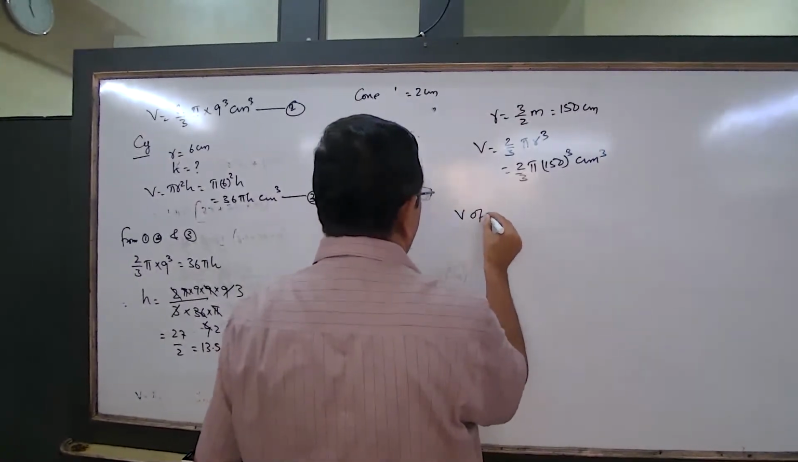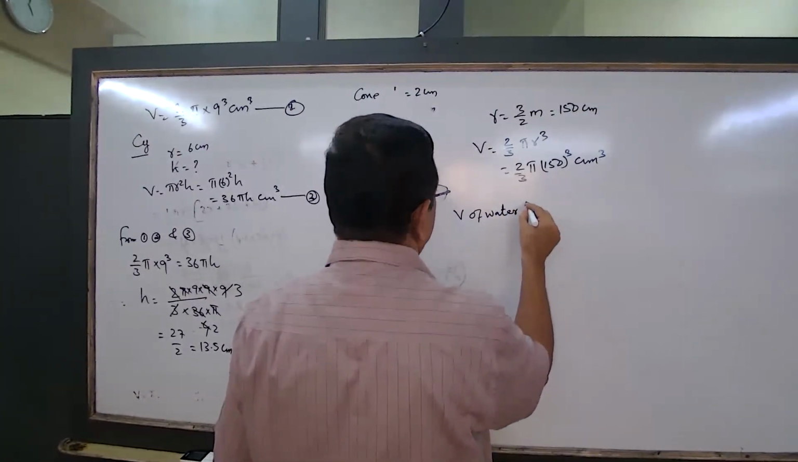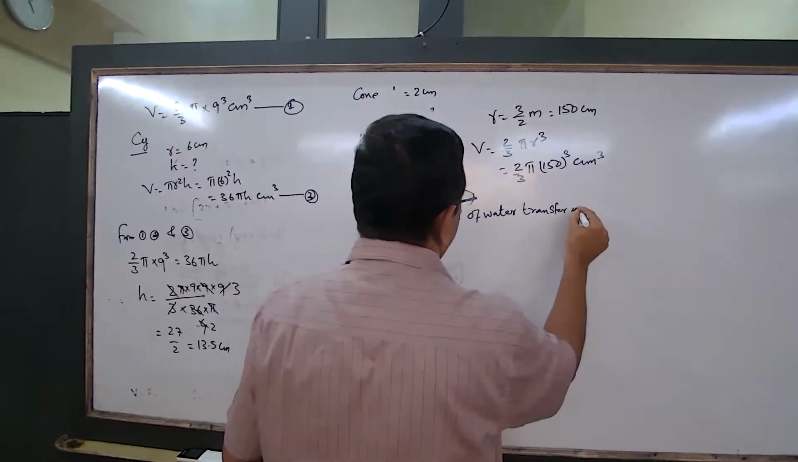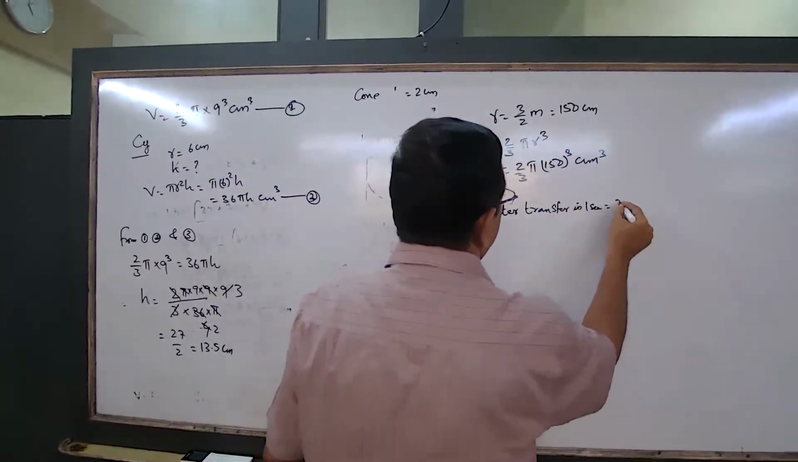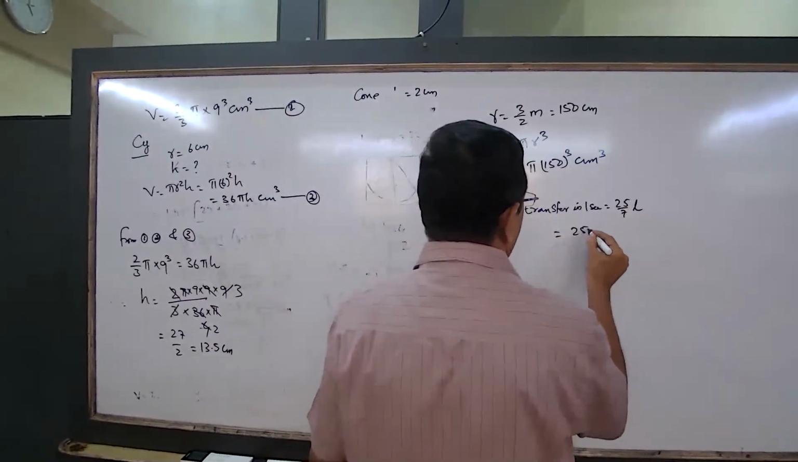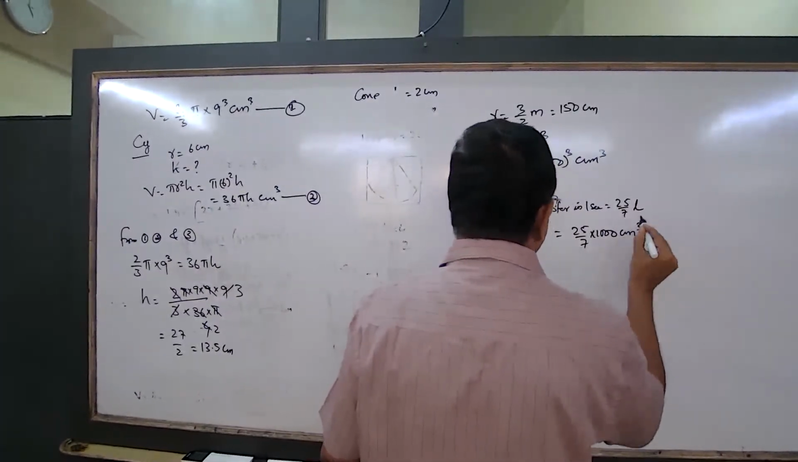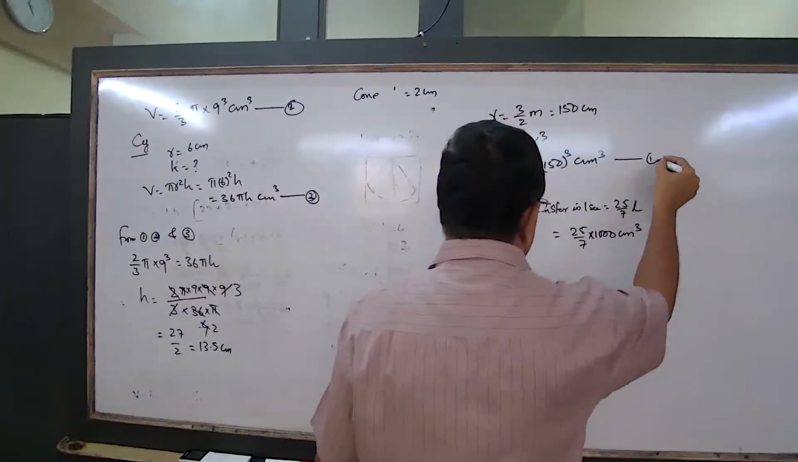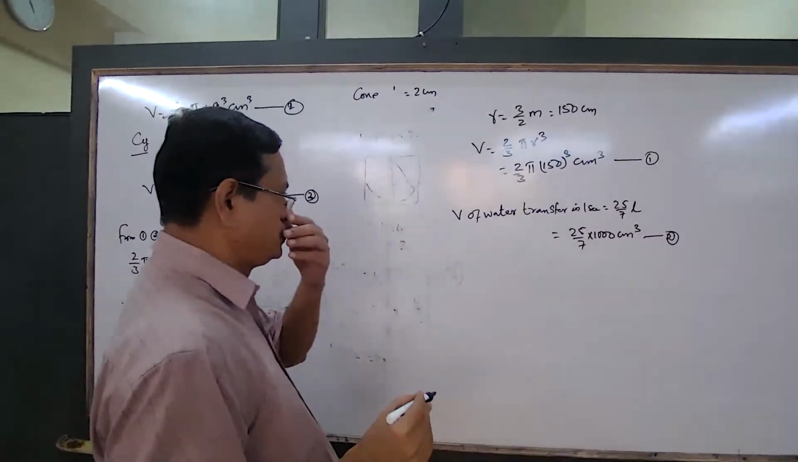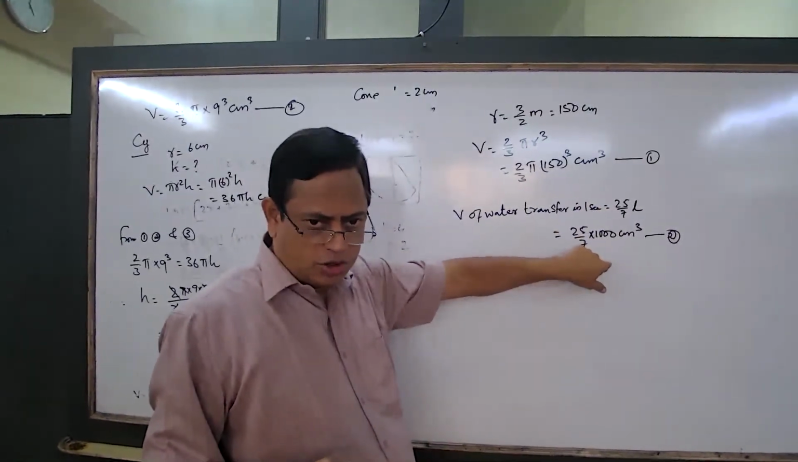Next is the volume of water transferred in 1 second. Transfer in 1 second is equal to how much? 25 by 7 liters. That is equal to 25 by 7 into 1000 centimeter cube. This is the first condition. This is the second condition. Are you followed? The liter is given, so the volume is converted. Followed or not?